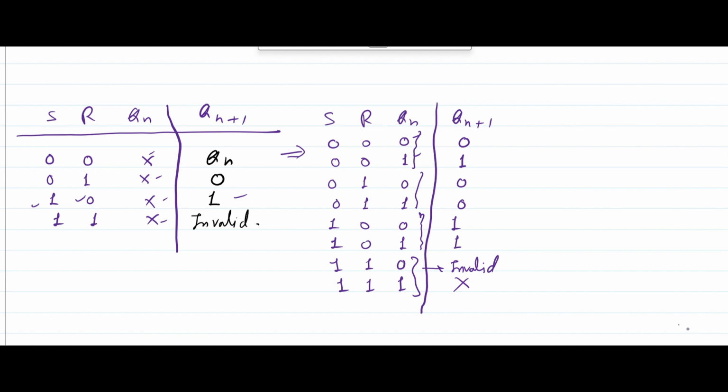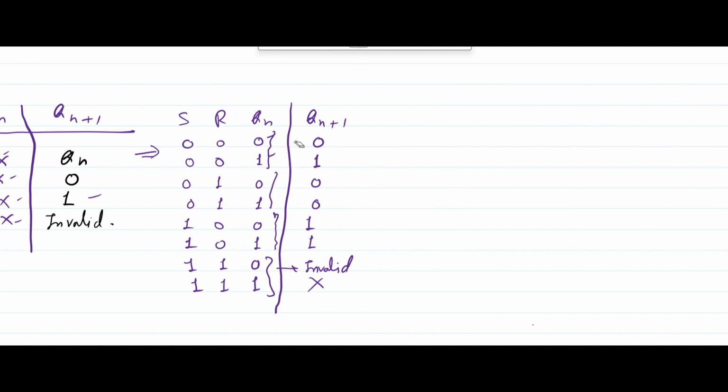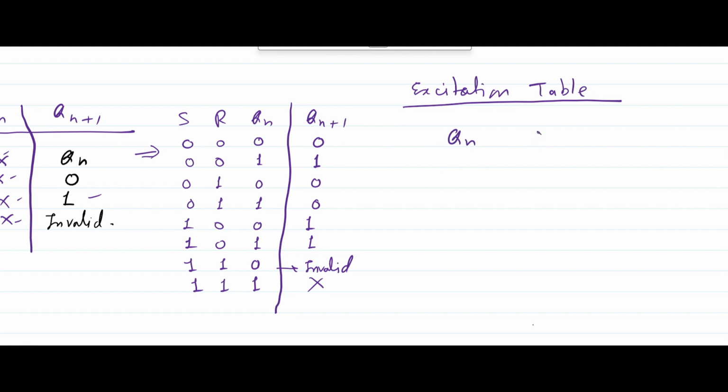Okay, now I am going to use this expanded characteristic table to draw my excitation table. And what is an excitation table? An excitation table will give me what should be my present input to get the expected output from the present output. Fine. So Qn plus 1 will be treated as input here, and S and R will be treated as output here.